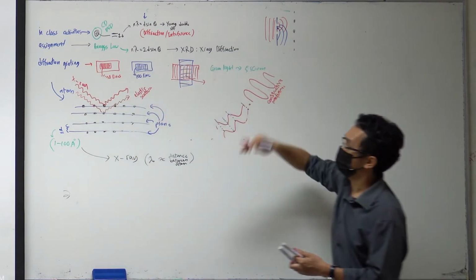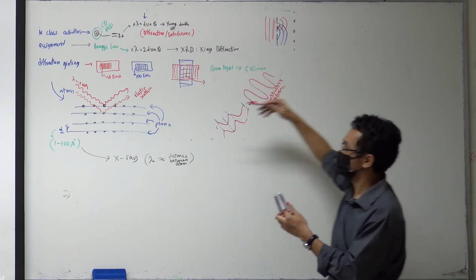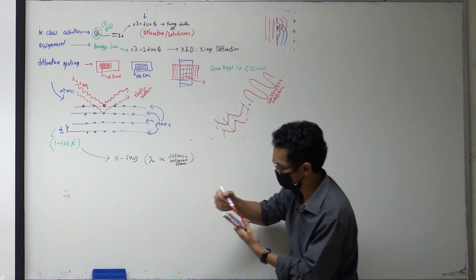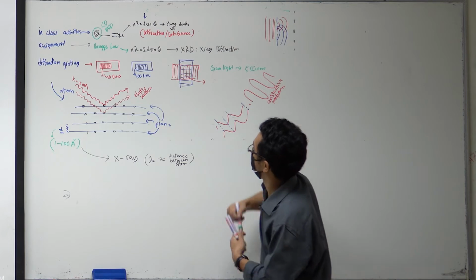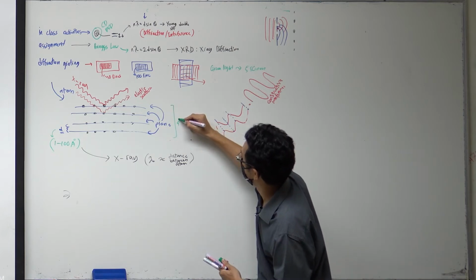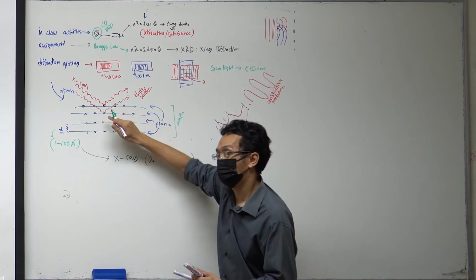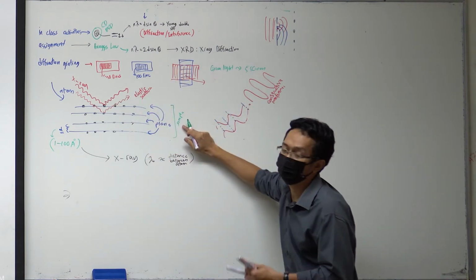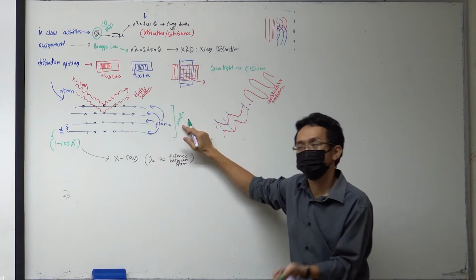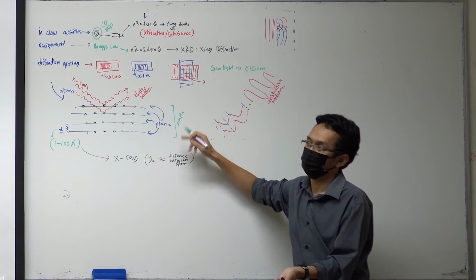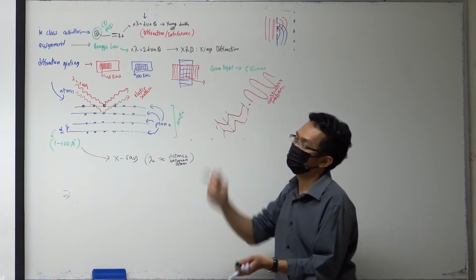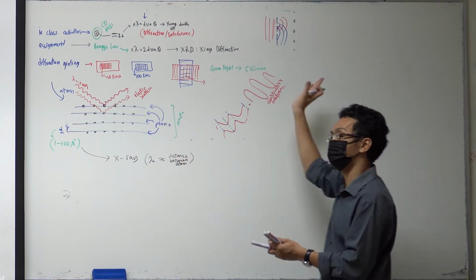Imagine this is your sample. For the X-ray to be reflected like this, the sample cannot absorb the X-ray, because if the sample absorbs the X-ray, there is no reflection.